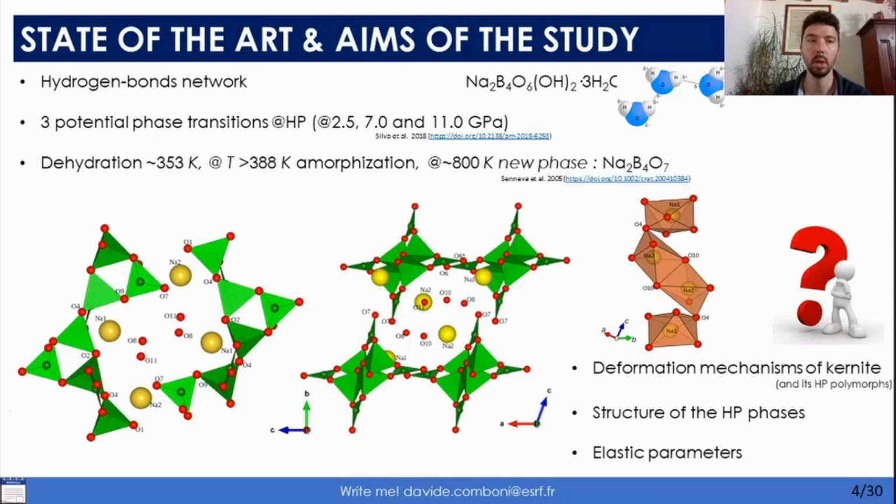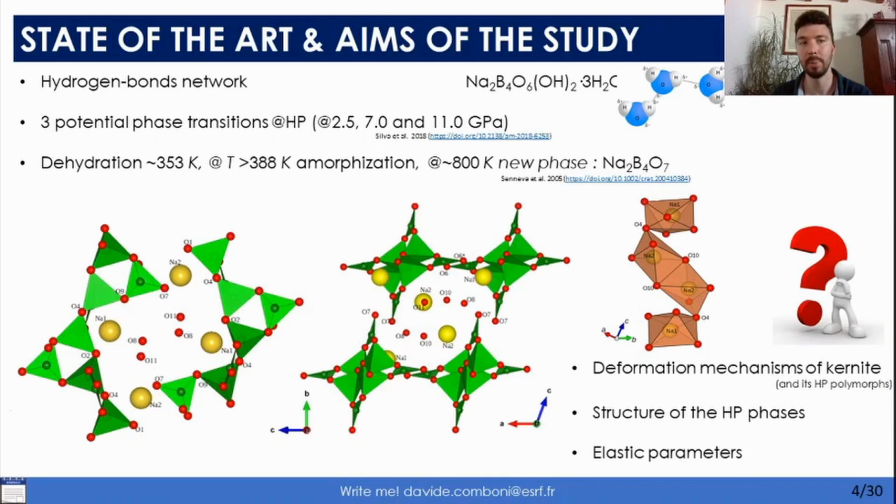At high temperature, we have a pretty clear picture of what happens to kernite. There is the dehydration of the structure at 350 Kelvin, followed by the amorphization of the structure, and then at 800 Kelvin, a new phase without any water molecules takes place.